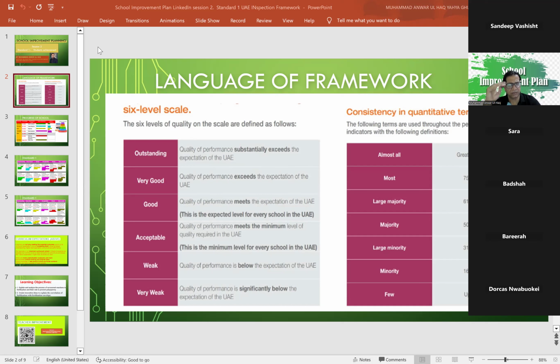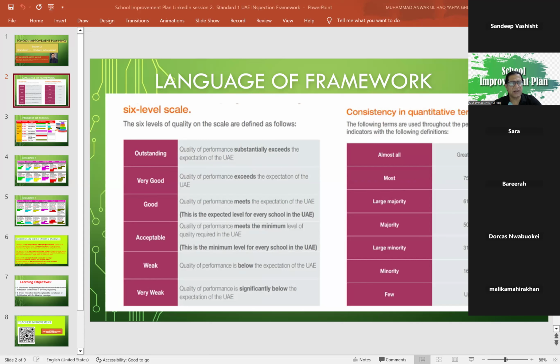Even one more percentage we have to keep in mind, being a leader. These three percentages are of key importance. First is almost all, which is above 90%. Most ranges from 75 to 90%. And then the large majority, which moves from 61 to 74%. These are of key importance for us as leaders. Whenever we are trying to evaluate anything, we have to keep these percentages in our mind.